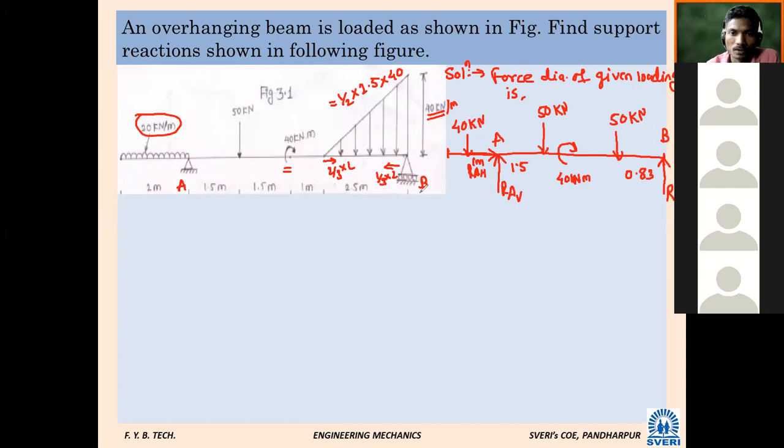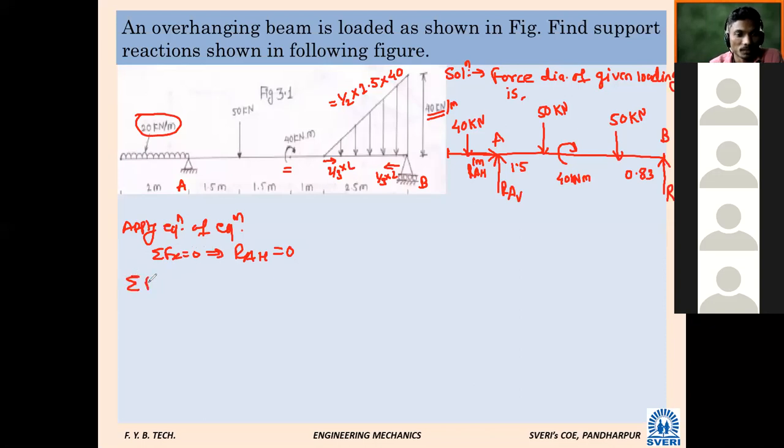Okay. So shall we go applying equations of equilibrium? So which equation we will apply? Is there any force horizontal? No. RAH. But if I apply summation Fx, what will happen? It will come directly 0. No other force is there horizontal. So summation Fx is equal to 0, which implies RAH equal to 0.